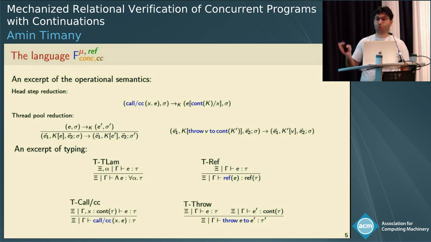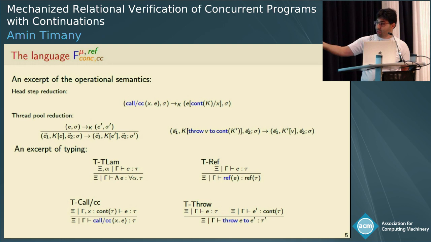We use 2 typing contexts, one for term level variables and one for type level variables. And we annotate the polymorphic terms with this capital lambda. So for example, if you look at this typing rule, capital lambda E is of type for all alpha tau, if E is of type tau under the assumption that alpha is a free type variable. If you have a term of type tau, you can allocate it and get a reference.